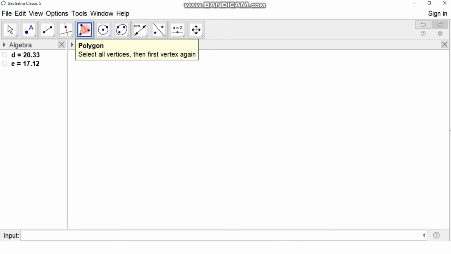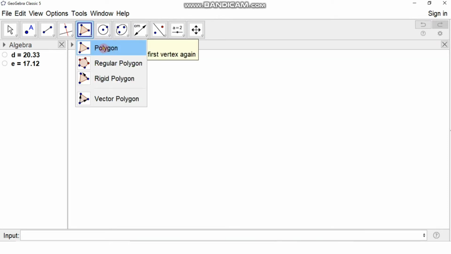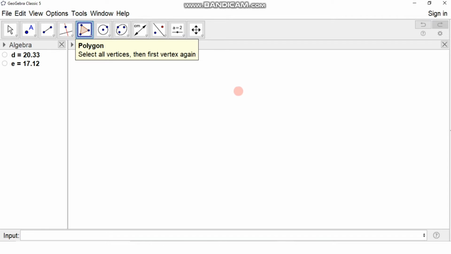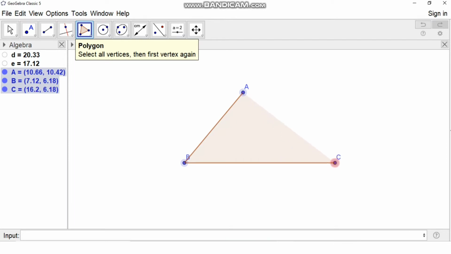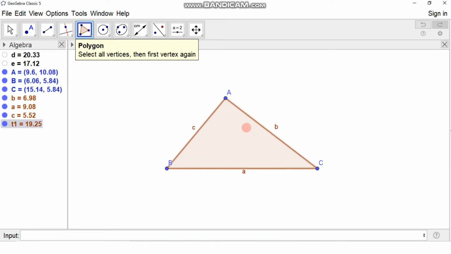For that, we use the polygon icon, and we'll click anywhere on this interface to get point A, then point B, and then point C. And to complete it, we have to end it with the starting point A. So this is the triangle ABC we get over here.